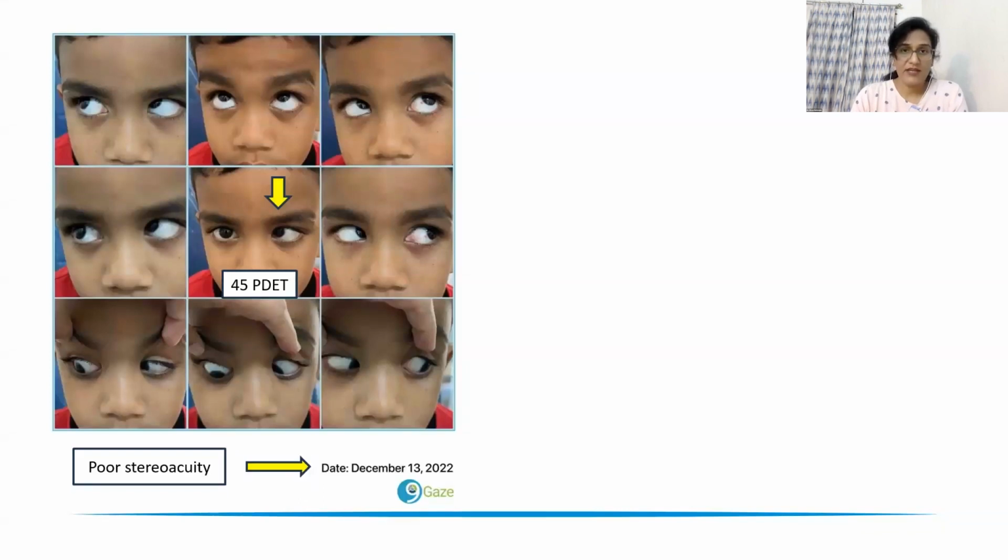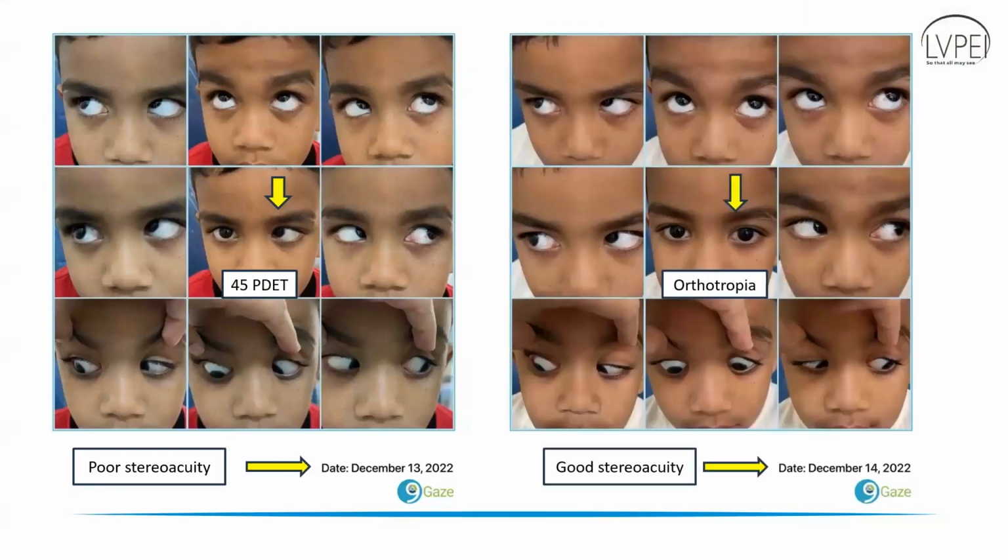We had to call him back again. So when we saw him the next day, if you see, surprisingly, the child was orthotropic. And we did stereo acuity tests, and he actually had very good stereo acuity at this point. Even an artificial disruption of fusion and patching of the child did not disrupt fusion for them.